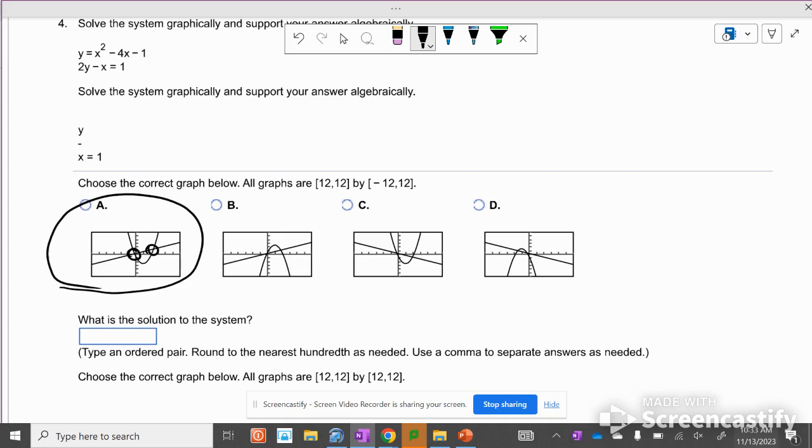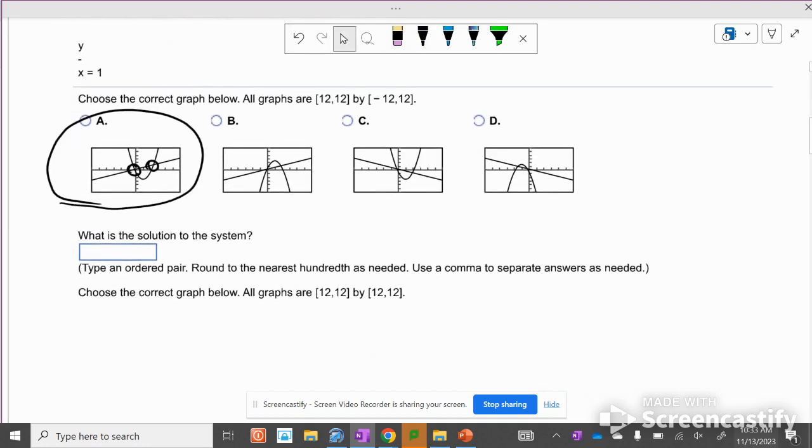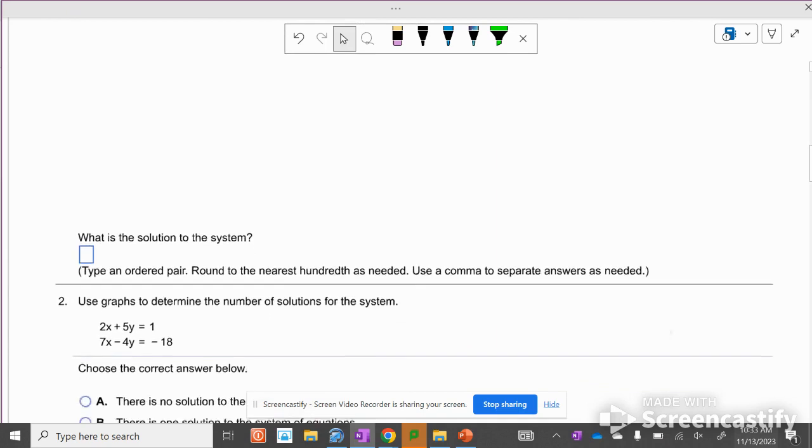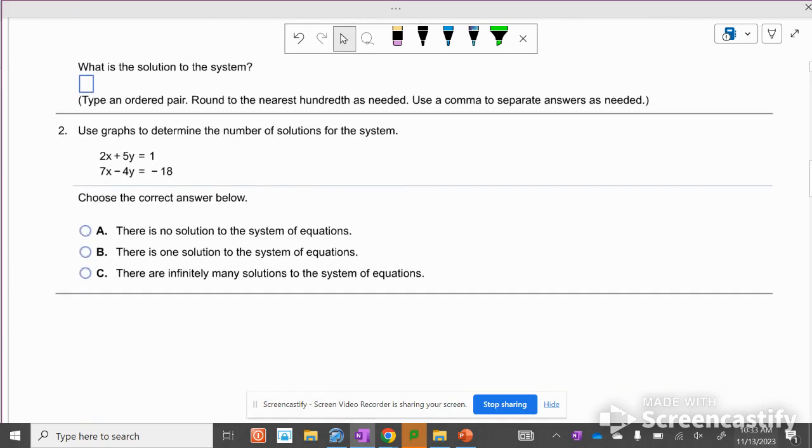I'm thinking that they do not intersect at 0, 0. I think because if I try 0 and 0 in here, those do not match up. So you just have to solve and figure out where, or use the trace button or your intersect button to figure out where they intersect.